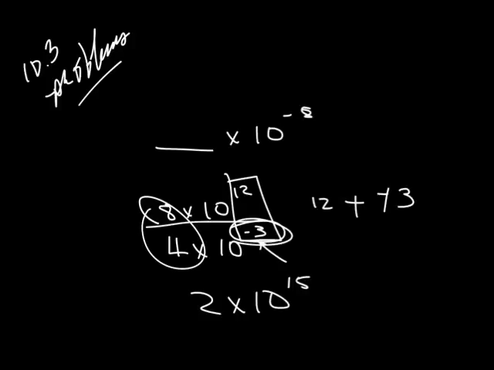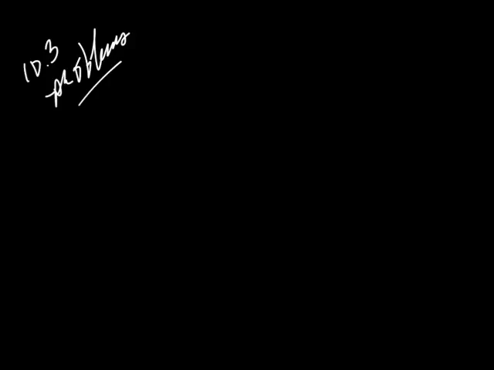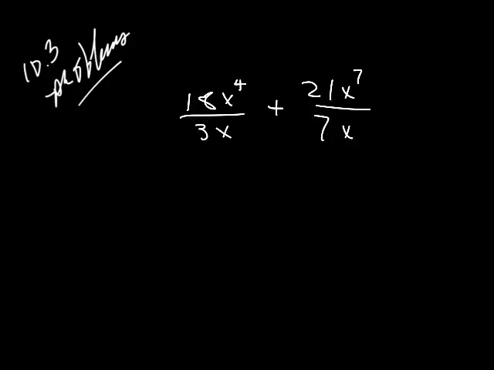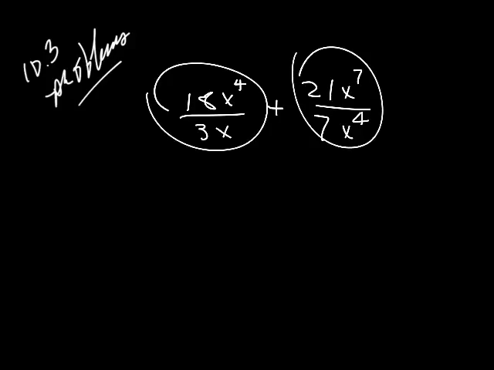And 77 to 82, when you're doing those, let's look at 77, 18 x to the 4th over 3x plus 21x to the 7th over 7x to the 4th. Make sure you do this first, and then this, and then add. So 18 over 3 is 6, x to the 4th over x is x to the 3rd, because you subtracted.